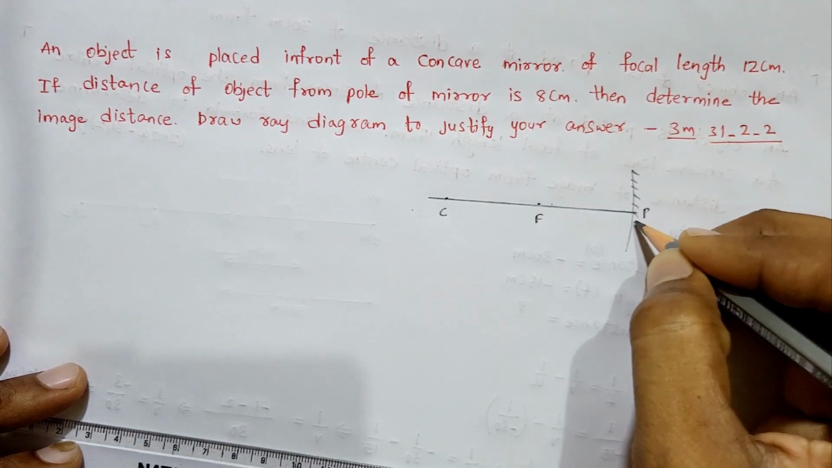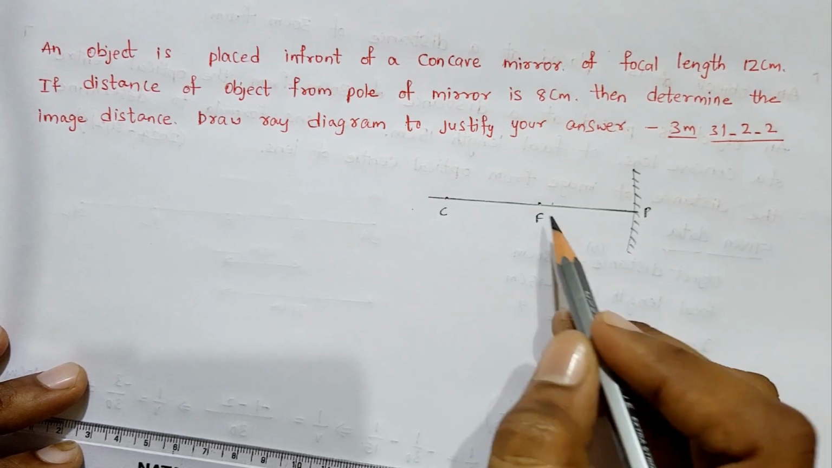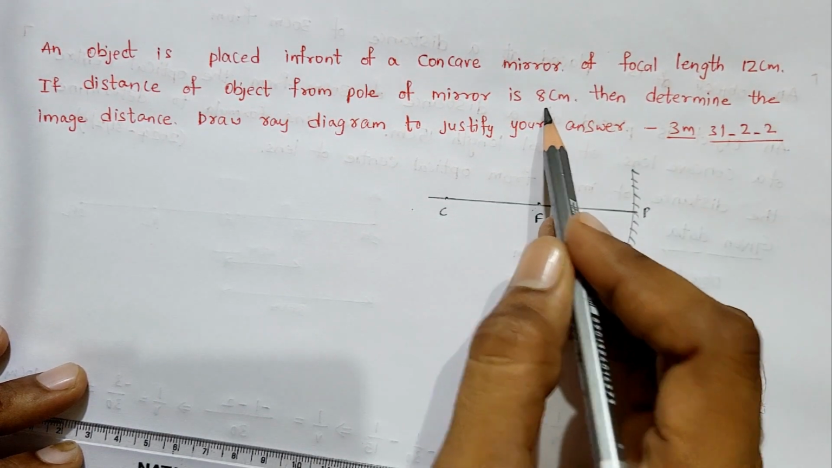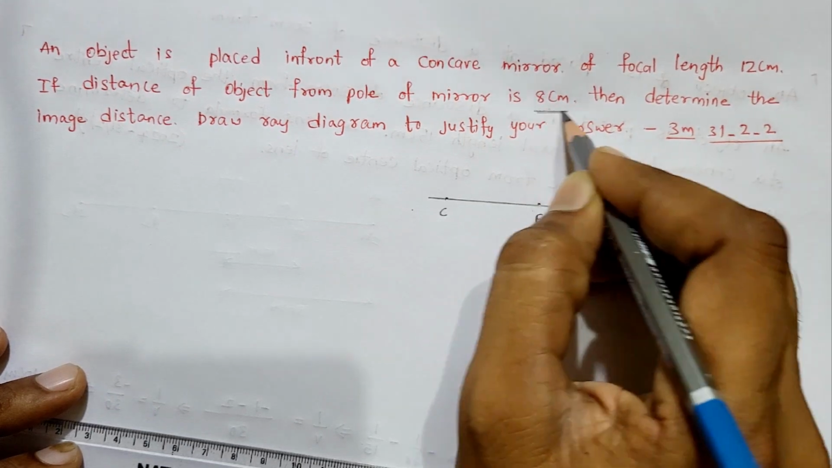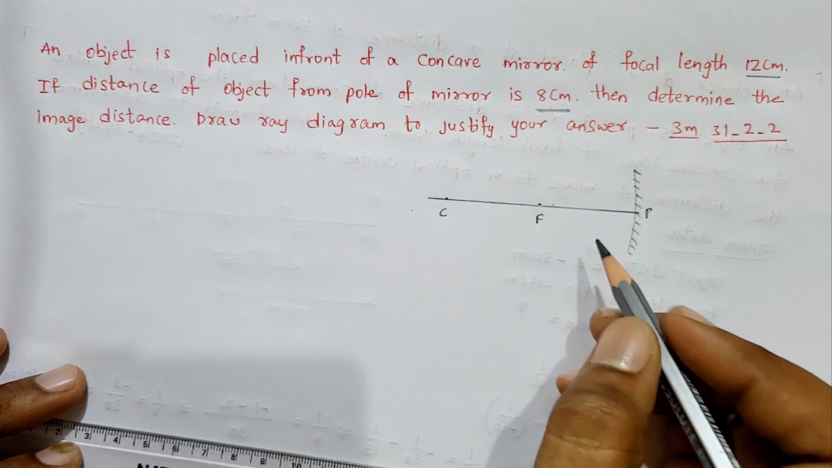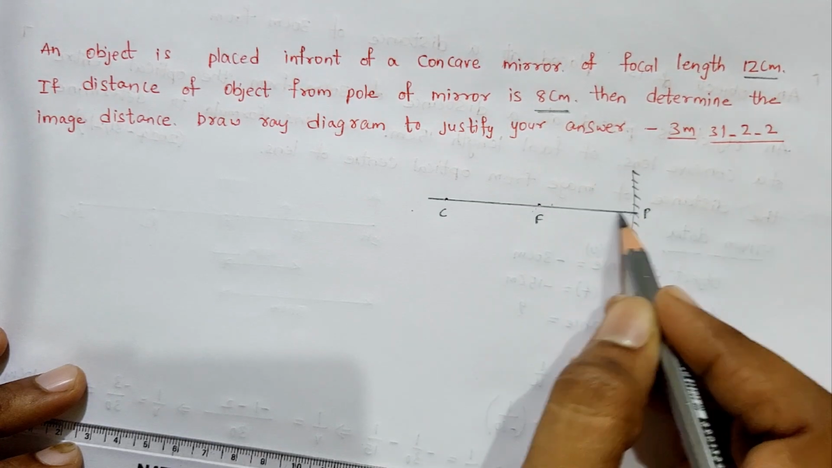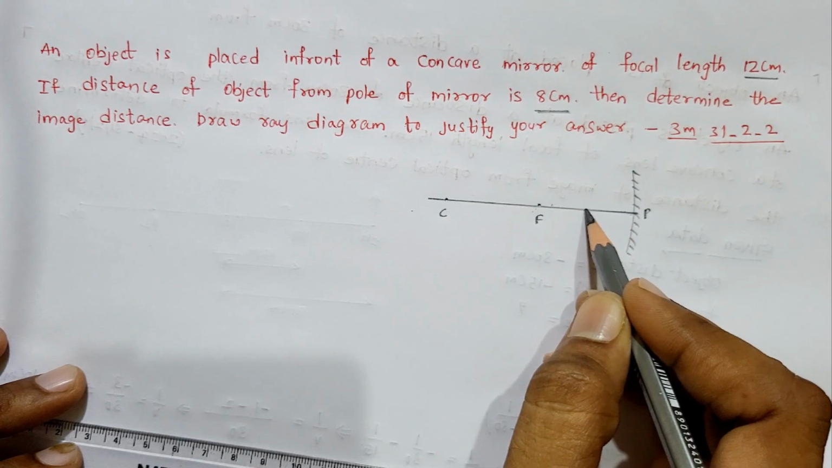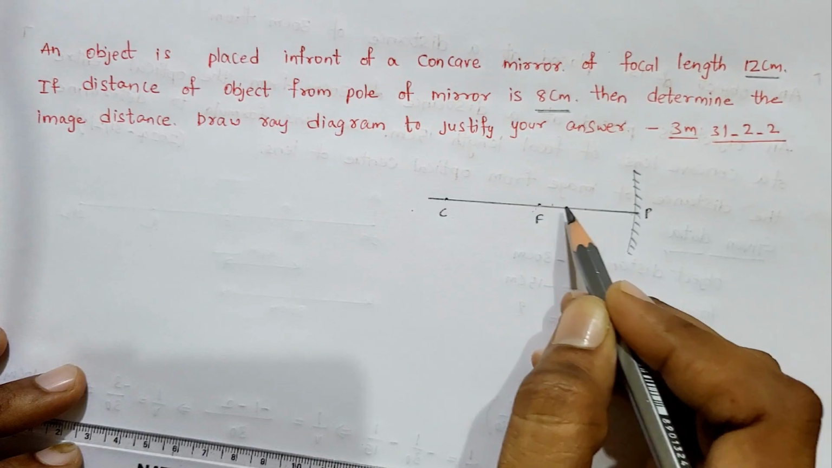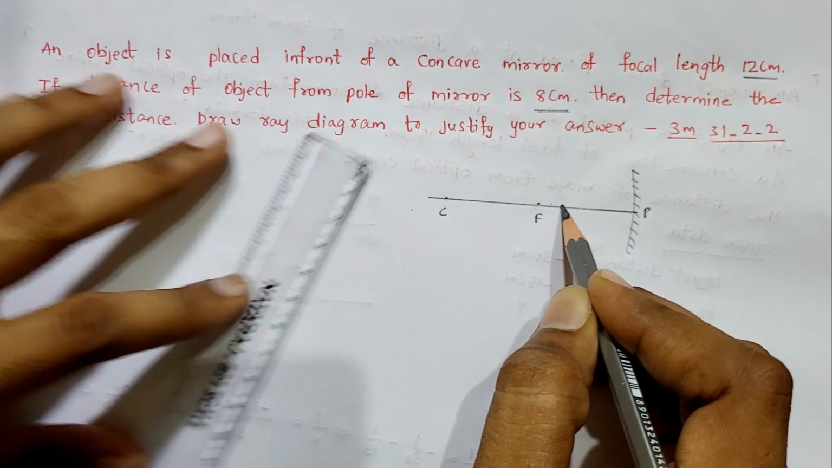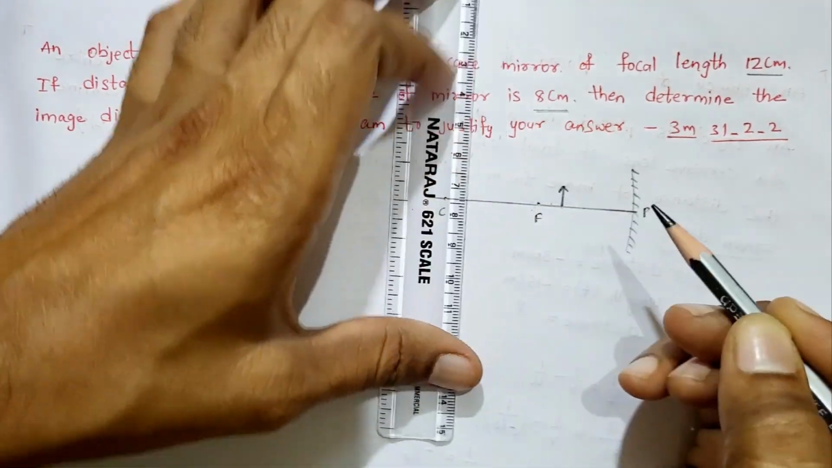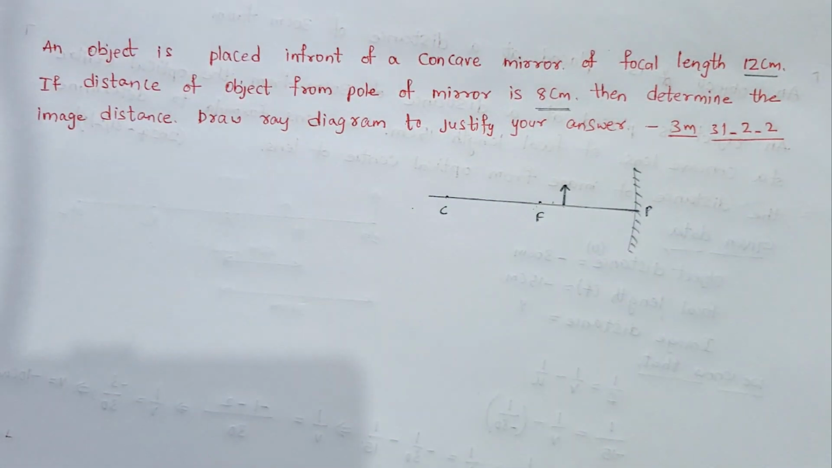So what did they mention? They mentioned that the focal length of the concave mirror is 12 centimeters. Object distance is 8 centimeters only. Means the object did not even reach the focus. Suppose from here to here is 12 centimeters, then from here to the midpoint it will be 6 centimeters. Object is placed at 8 centimeters, means the object is placed somewhere here. If the object is placed here, we have to find out the image distance.